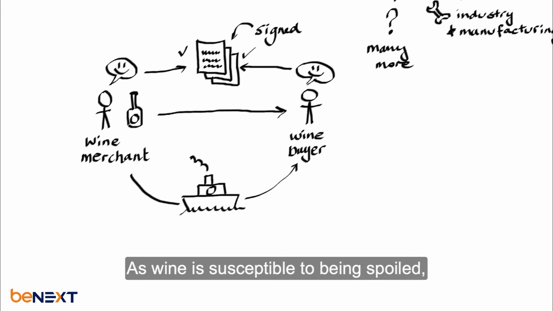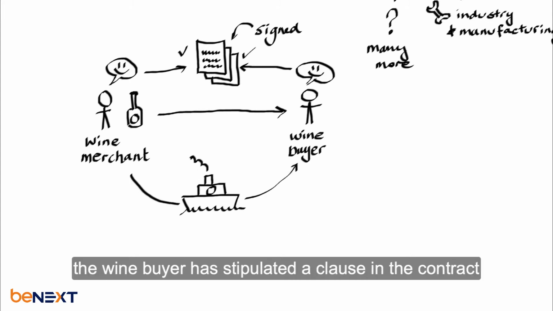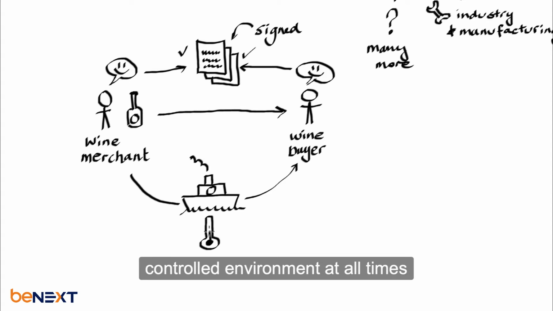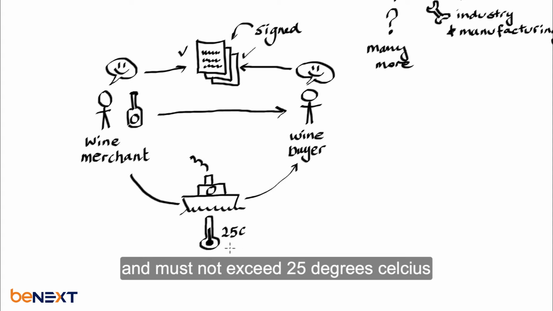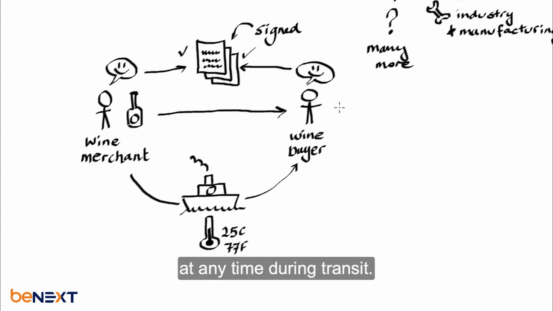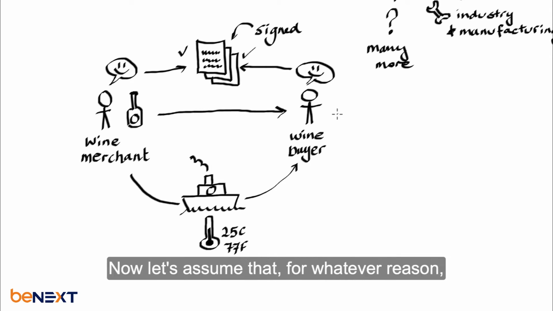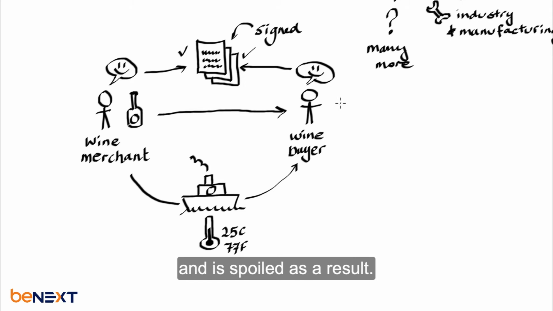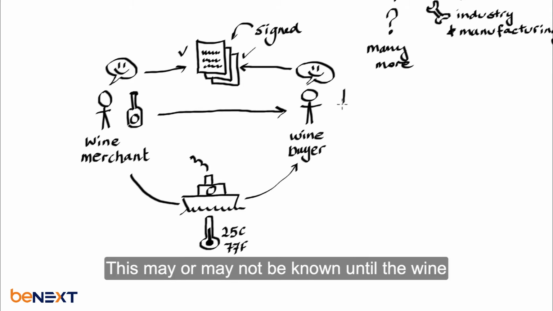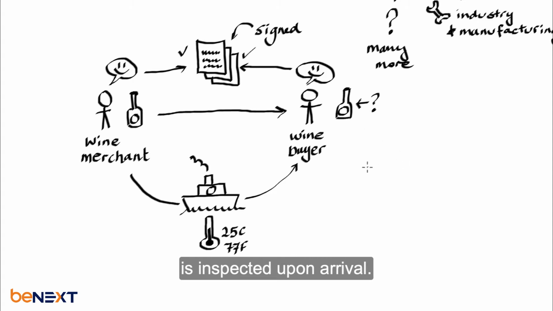As wine is susceptible to being spoiled, the wine buyer has stipulated a clause in the contract that the consignment should be kept in a temperature-controlled environment at all times, and must not exceed 25 degrees Celsius at any time during transit. Now let's assume that, for whatever reason, the wine gets hot in transit and is spoiled as a result. This may or may not be known until the wine is inspected upon arrival.